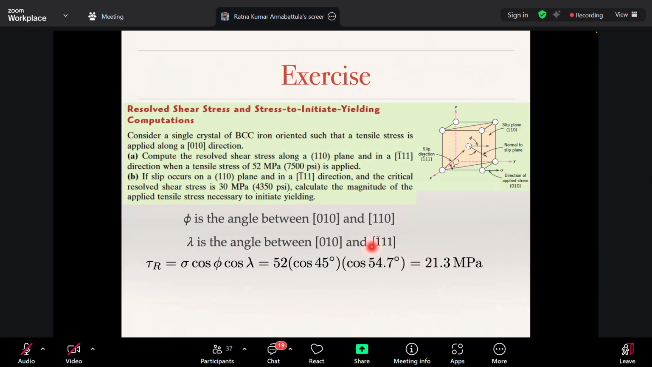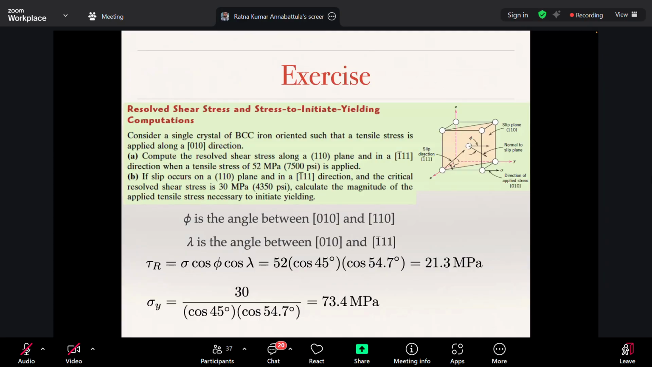Now the question is, what should be the value of sigma such that yielding initiates. That means you need to calculate sigma for which the resolved shear stress will be 30. And that is what we have done. So sigma y will be the yield strength, and 30 is the critical resolved shear stress. So by applying this, you will have this resolved shear stress. That means if you apply 73.4 MPa, you will be able to initiate yielding. Is that clear?